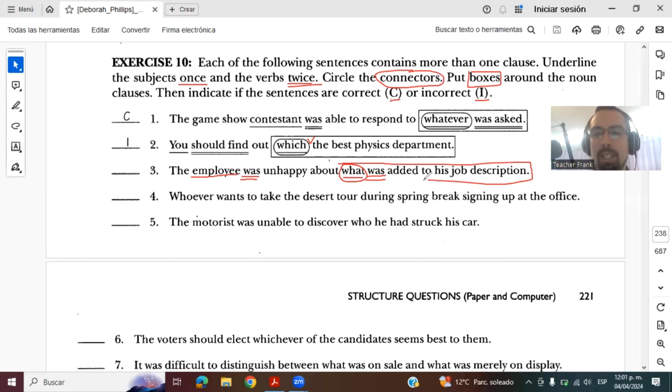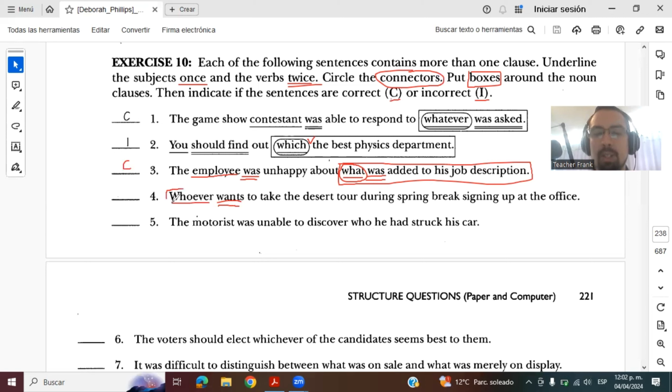So all of this is a noun clause. It seems to have all the elements, and yes, it's correct. In this case, it's an object of preposition because it's after the preposition about. Let's look at number 4. Whoever wants to take the desert tour during spring break, signing up at the office. Okay, so we have first off, wants. Who or what wants? Whoever.